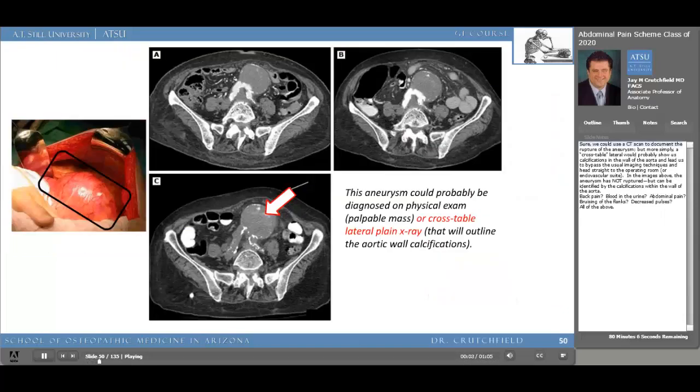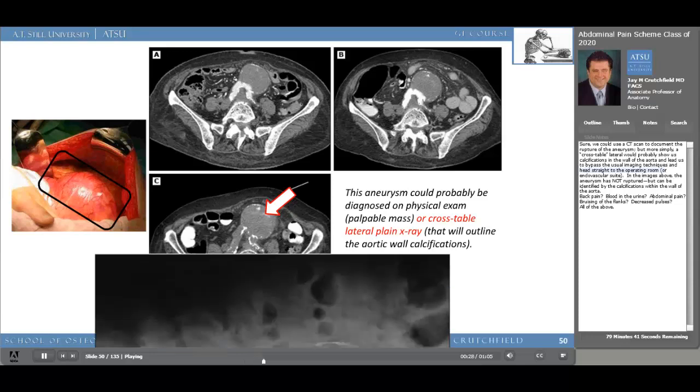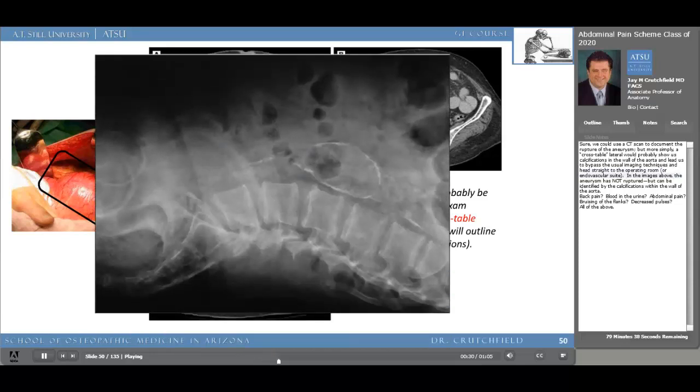It's a plain film, and it usually shows us calcifications in the wall of the aorta. And from there, we can diagnose an abdominal aortic aneurysm, and hence bypass the usual imaging techniques and head straight to the operating room, or today to the endovascular suite. In the images above, the aneurysm is not ruptured, but can be identified by the calcifications within the wall of the aorta. Back pain, blood in the urine, abdominal pain, bruising of the flanks, decreased pulses. Those are all signs, all of the above.